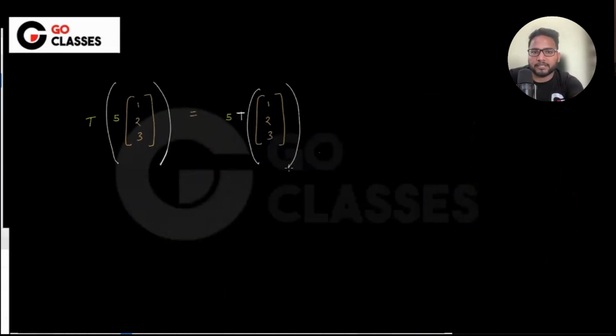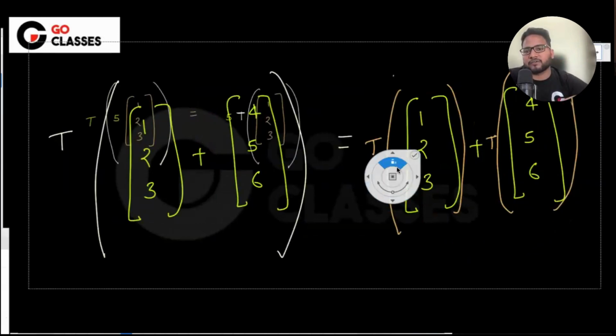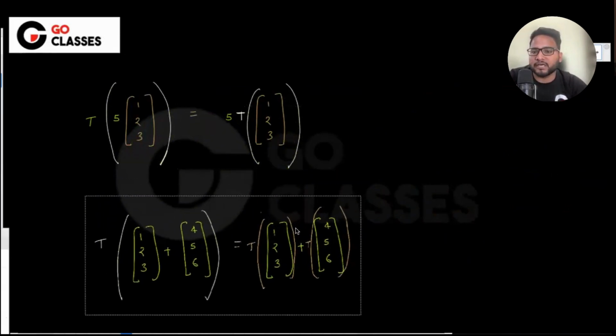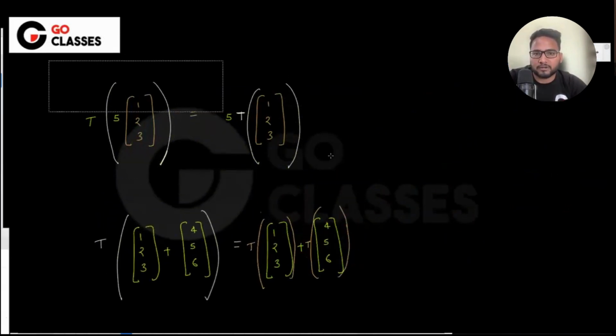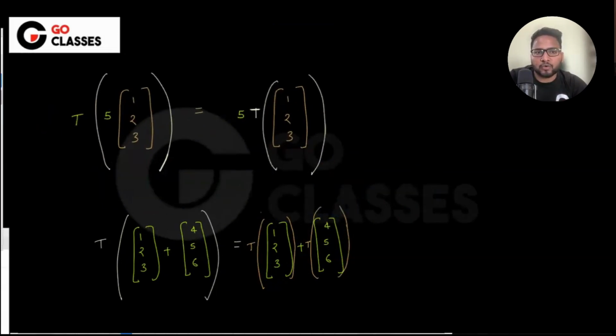and another property is this one. If these two crucial properties are satisfied by any function from any vector space V to any vector space W, then we call that function a linear function or the linear map or the linear transformation. Okay, so these are the two crucial properties that have to be satisfied. So this one and this one.